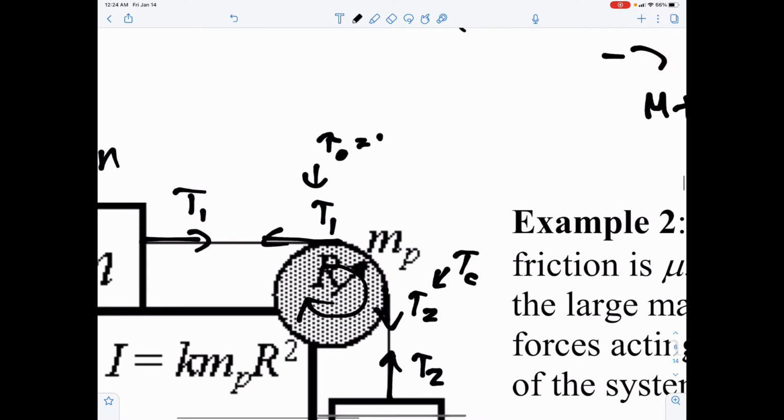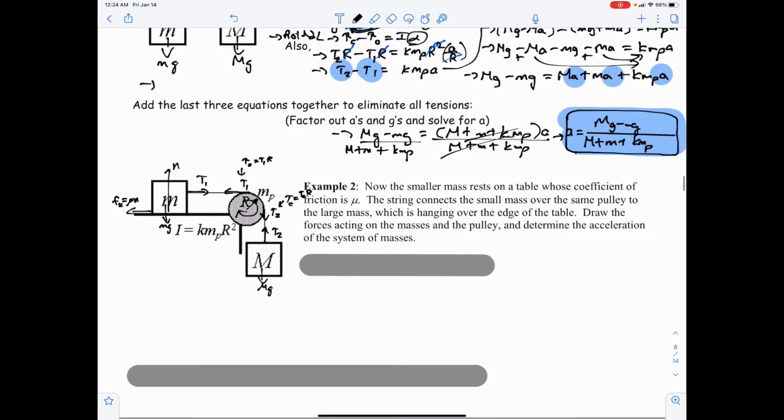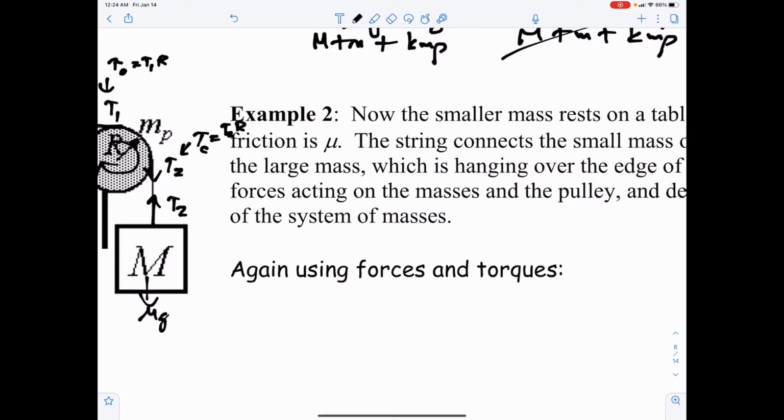Right, so torque 1 will be tension 1 times radius. Causing torque will be tension 2 times the radius. Again, we're using forces and torques. So let's start off with little m1.